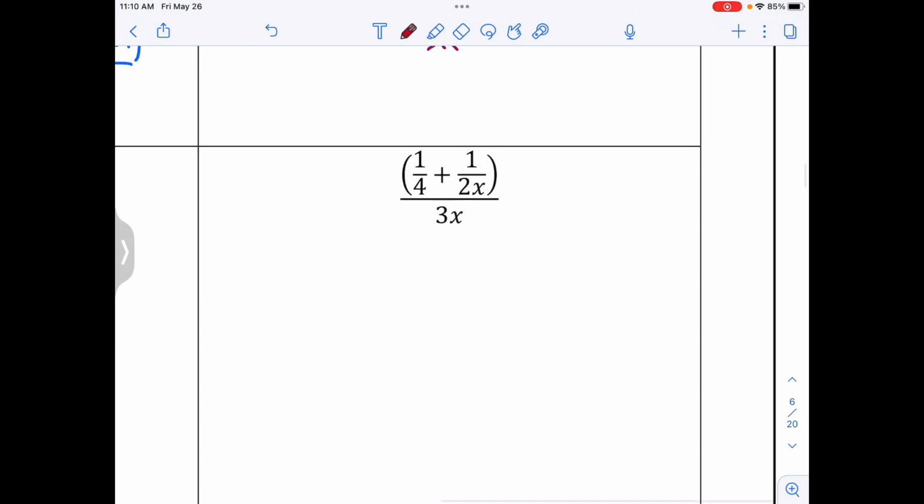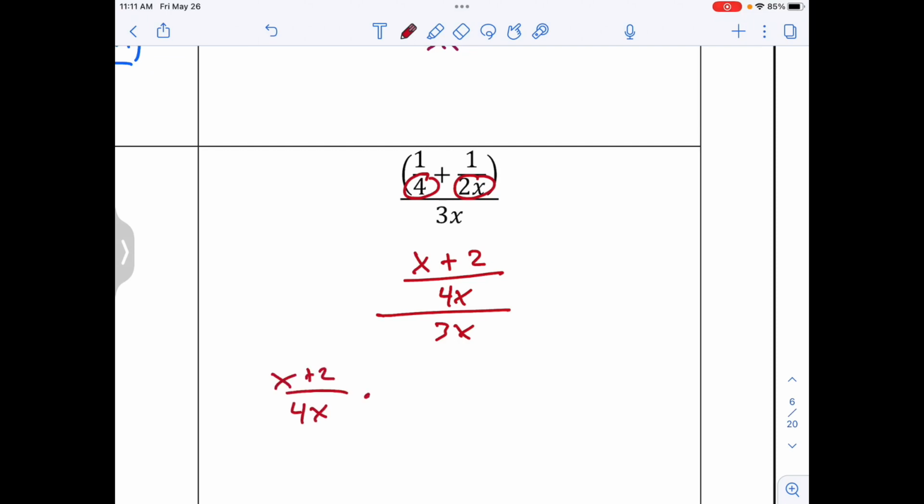All right, on top I have some rational fractions to add together, and then we will divide by that 3x after that. The common denominator between 4 and 2x would be 4x. That first number 1 did not have the x part, and the second number 1 was missing another 2 because it only had 2x, and we want it to be 4x. So 1 times 2 is 2, all over 4x, all of that over 3x. All right, so now I can say x plus 2 over 4x times the reciprocal, 1 over 3x. That gets me x plus 2 over 12x squared. Nothing can factor out of the top, nothing can simplify, and we're done.